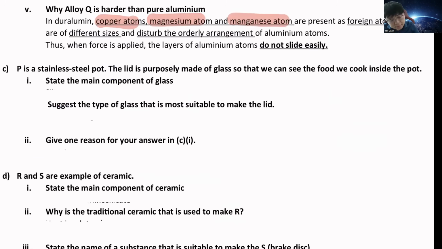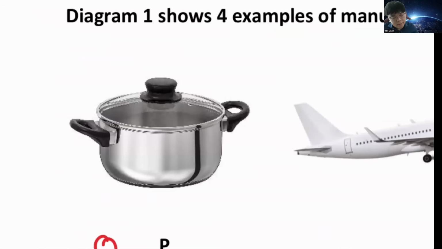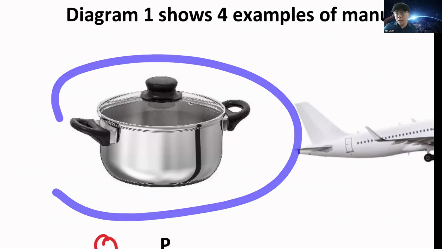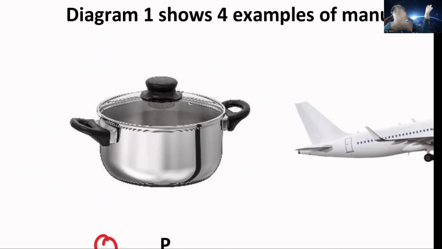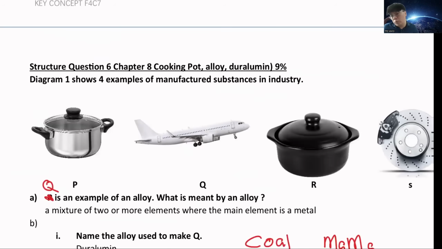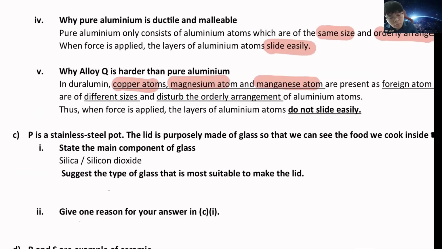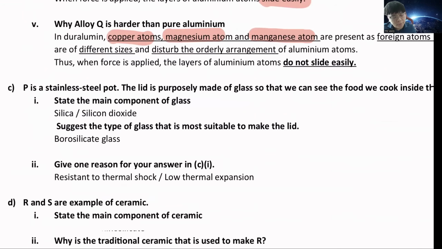They ask you about the glass. For glass, the main component is silicon dioxide, or silica. Because this is a cooking pot, they need to heat the glass, which means the glass suddenly becomes very hot. If you use other glass, it might break easily. So we use borosilicate glass, because borosilicate glass has low thermal expansion. When you heat it, it doesn't crack.